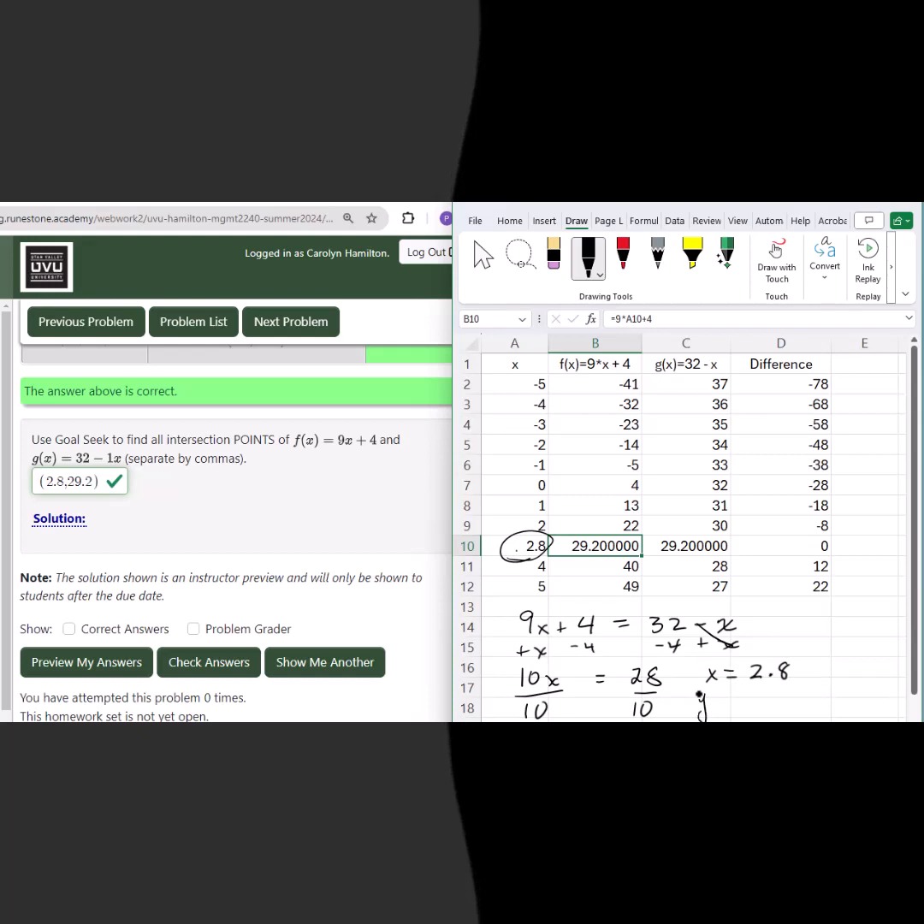And then to find the y coordinate, you plug 2.8 back into either equation. I'll take the second one. 32 take away 2.8 is 29.2. So on some of these questions, you can just do it with algebra, and that's fine.